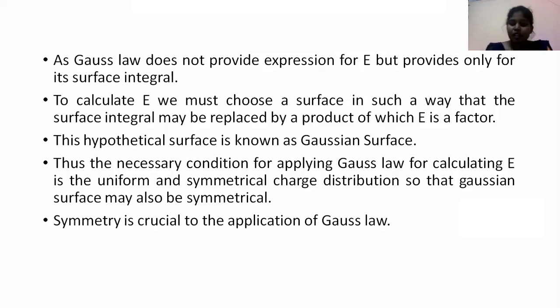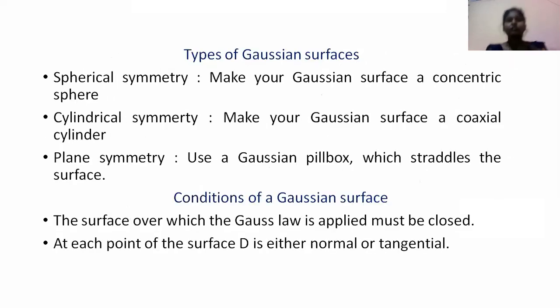Let us see the types of Gaussian surfaces. As far as I know, there are three types. First, spherical symmetry, when the charge is spherically symmetric. Then you have to make your Gaussian surface a concentric sphere. So for a spherical symmetry, whenever you have a charge that is spherically symmetric, to find the electric field you have to consider a Gaussian surface which is concentric.